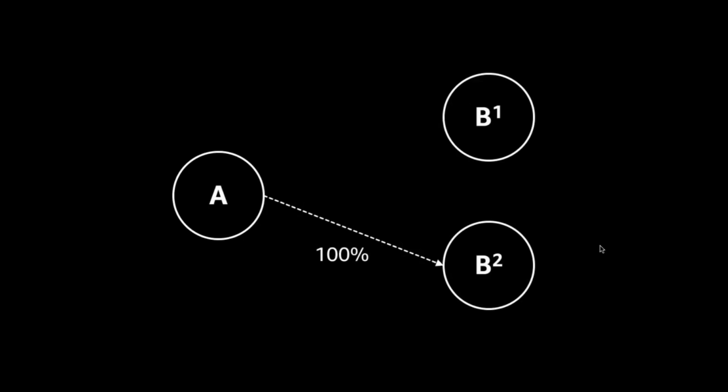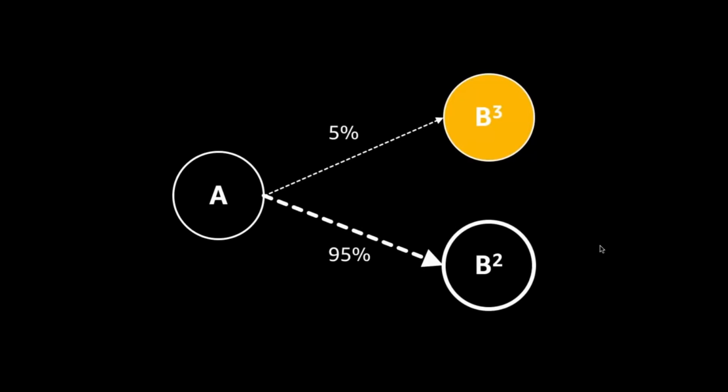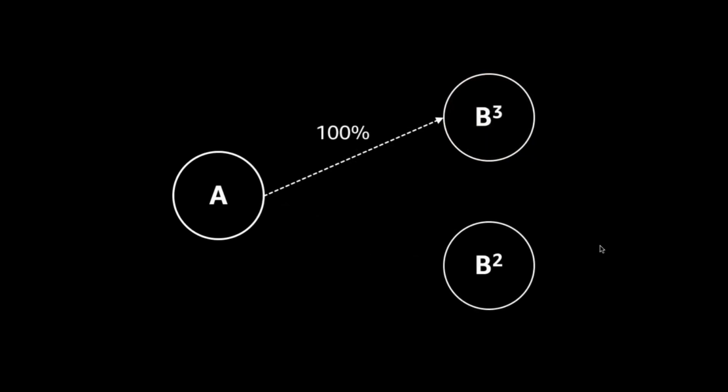At some point when I'm satisfied, I'll turn the knobs and switch that over to 100% of the traffic going to B2. And again, if we roll out another update, in this case B3, I'll do my Canary. I'll send a little bit of traffic to B3, and if all goes well, then 100% of my traffic.